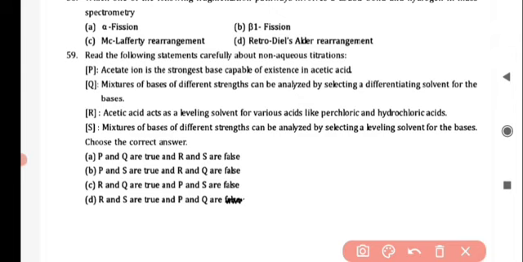R is acetic acid acts as a leveling solvent for various acids like perchloric and hydrochloric acids. And S is mixture of bases of different strengths can be analyzed by selecting a leveling solvent for the bases. Now choose the correct answer. And the correct answer is option A, that is P and Q are true and R and S are false.